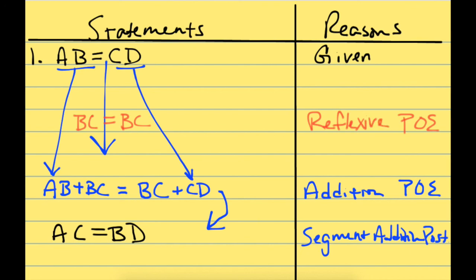All right, so since we have equals and we're adding equal parts to both of those equals, and those equals combine to be the segments that we're looking for, we have a complete proof. And we're done.